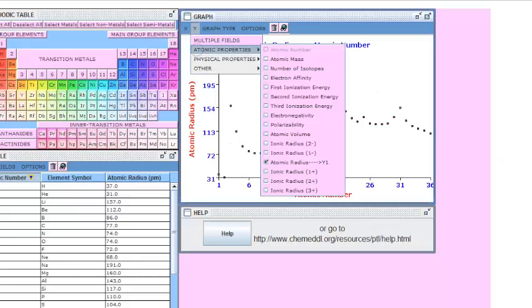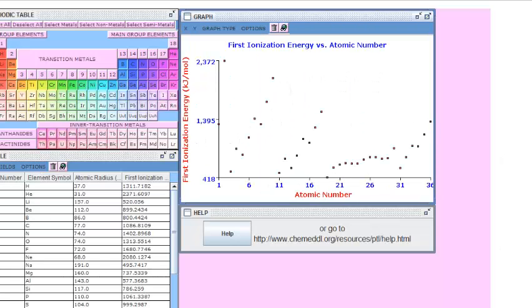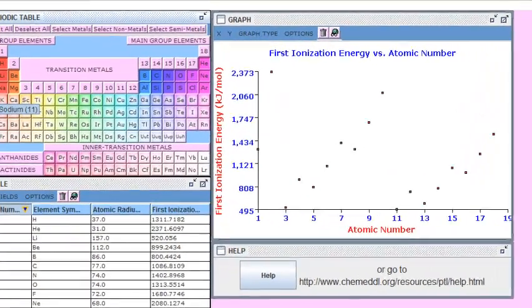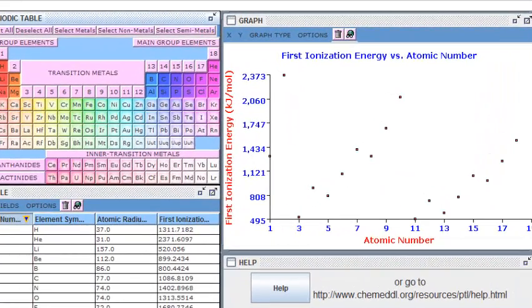Change the y-axis here to first ionization energy. There are the first 3 periods. Sure enough, it goes up across a period. Yeah, there's some exceptions here, but the general trend is the ionization energy goes up as I go across a period. Look at down a group, from here to here, from here to here. Ionization energy decreases down a group. Why would that be?